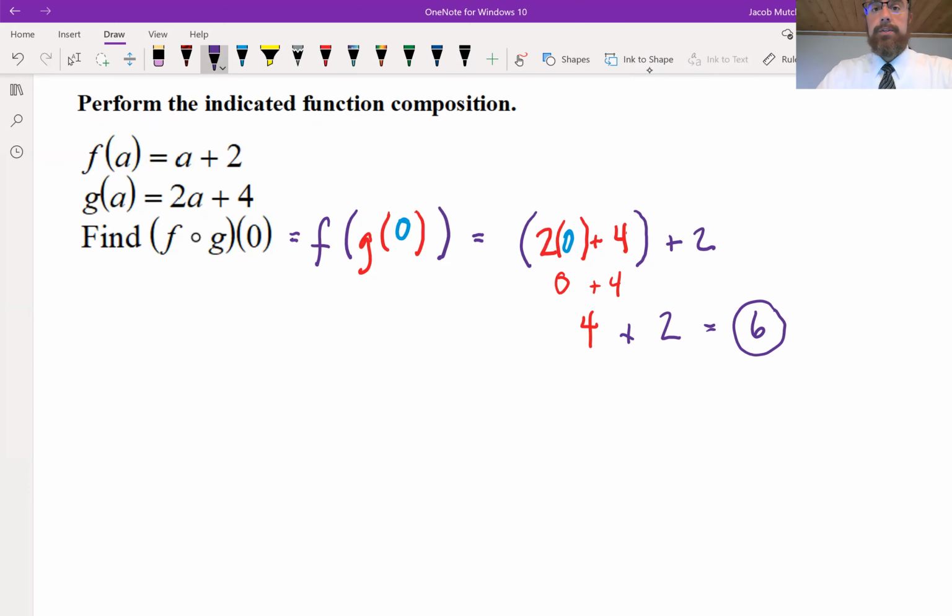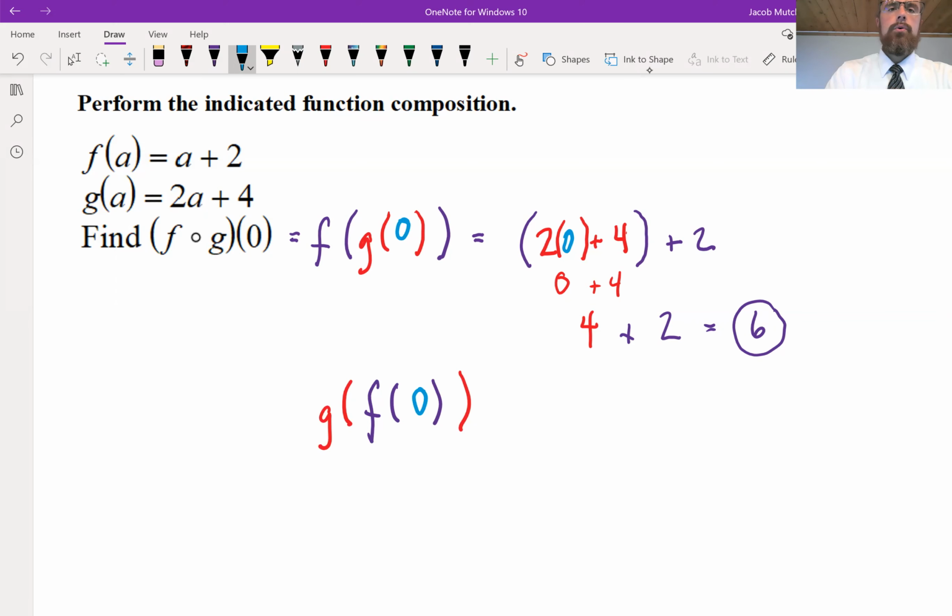I do want to check to see if the composition here is commutative. In other words, can I switch the order and compose f into g? Would I still get 6? Let's check it. We'll set it up for g of f of 0. So I'm going to record that with the nested notation, g of f, and then I'm going to substitute in 0 for a.